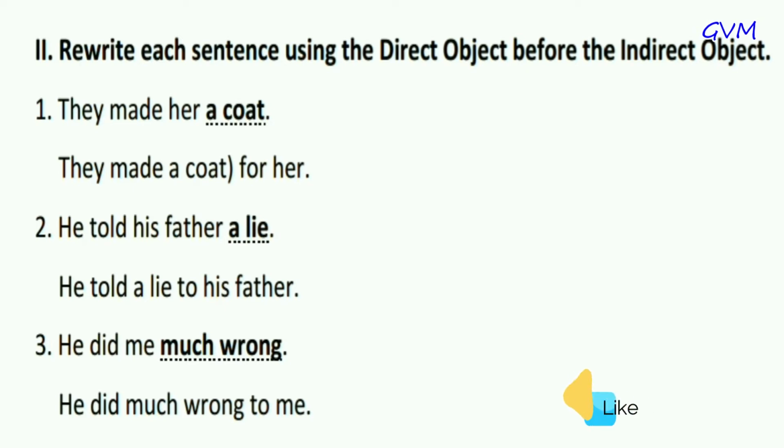They made her a coat. Now we can write this one with the direct object first: they made a coat for her. Second, he told his father a lie. He told a lie to his father. Third, he did me much wrong. He did much wrong to me.